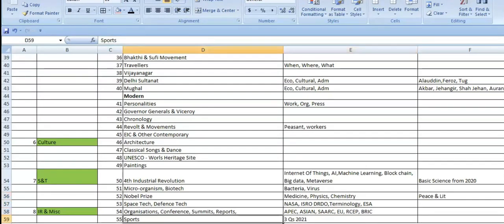These are just 55 areas. I know these are overall just, but when you start reading, you have to have this material and you have to start collecting.